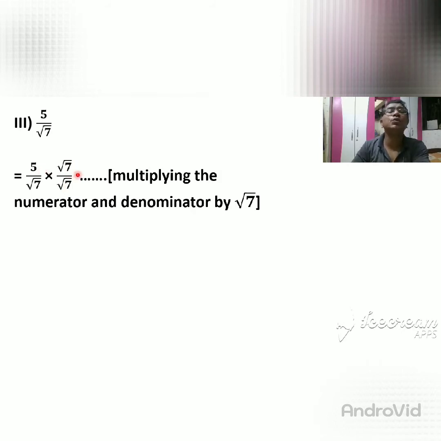So 5 into root 7, what you get? 5 root 7. Root 7 into root 7, what you get? 7. So 5 into root 7, that step is shown to you. Root 7 into root 7, that step also I show you. So 5 into root 7, you get 5 root 7, and root 7 into root 7, you get 7. So you are getting answer 5 root 7 divided by 7. Anyone doubts in this problem?